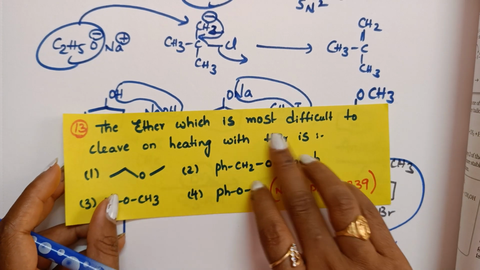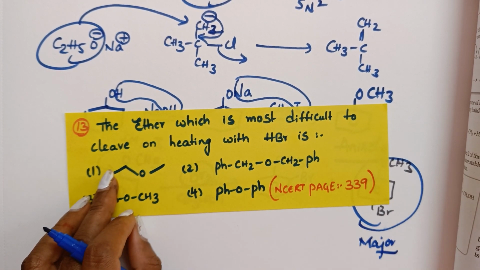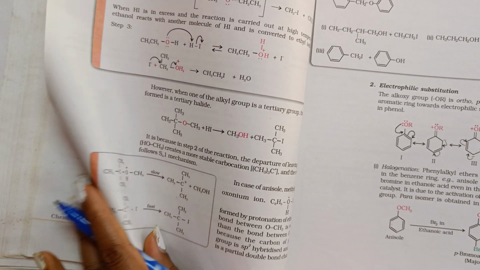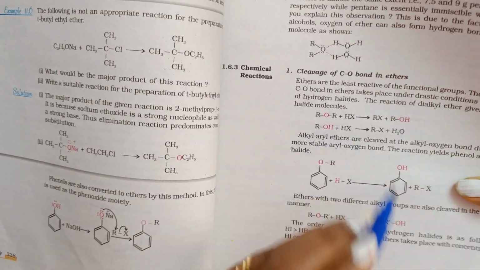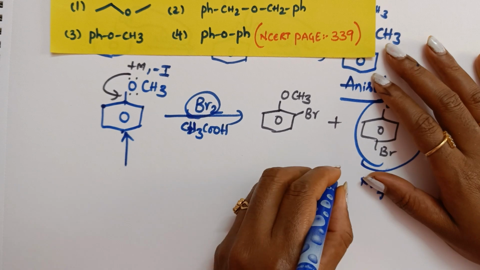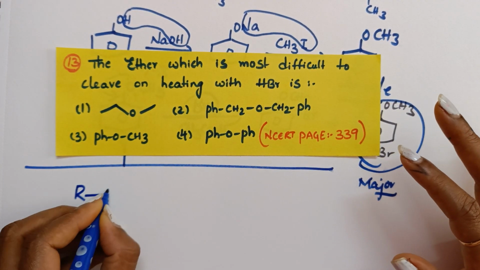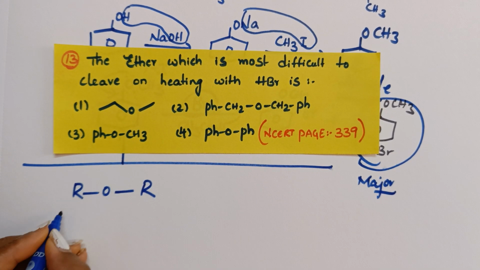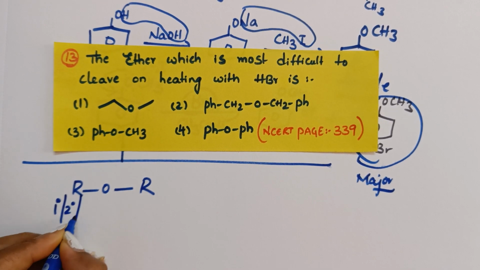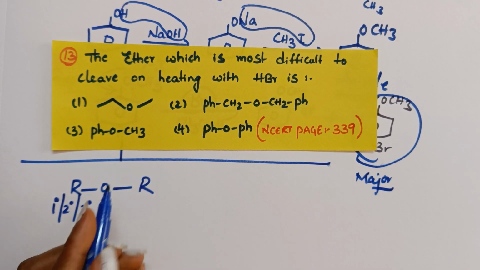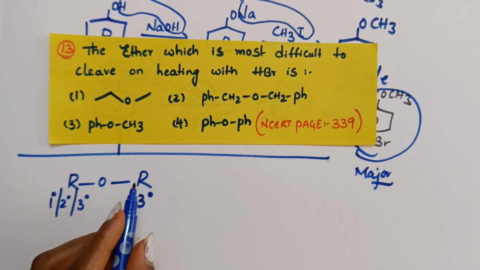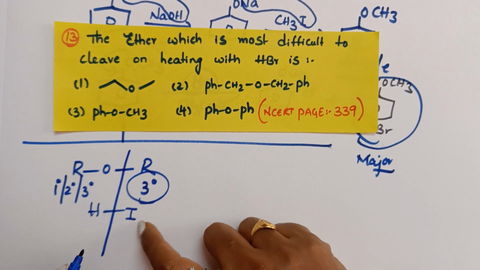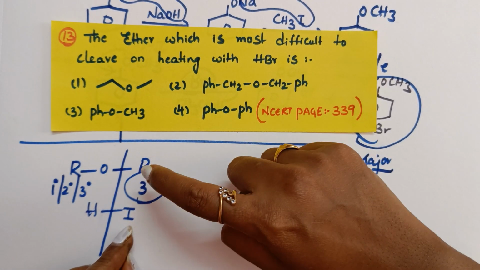Question number 13. The ether which is most difficult to cleave on heating with HBr. See here, this is from page number 339. You can see ethers upon reaction with HX. What will happen? Here I am going to discuss with you. One important technique I'll tell you. Cleavage: out of two alkyl groups, one alkyl group can be primary, secondary or tertiary, anything, no problem. But the other alkyl group must be tertiary. If it is tertiary, when you are breaking, the negative part of the halogen, the iodine, you should connect with the tertiary.